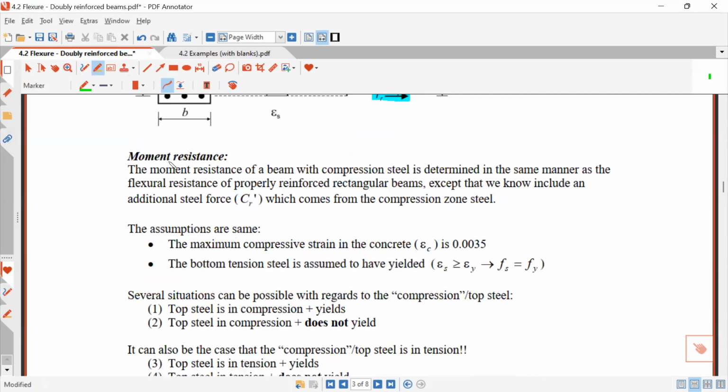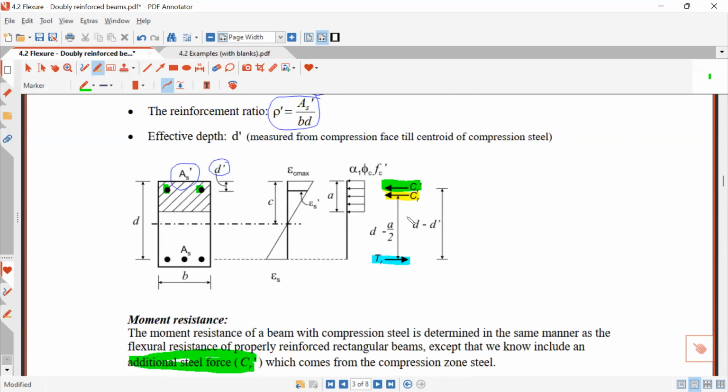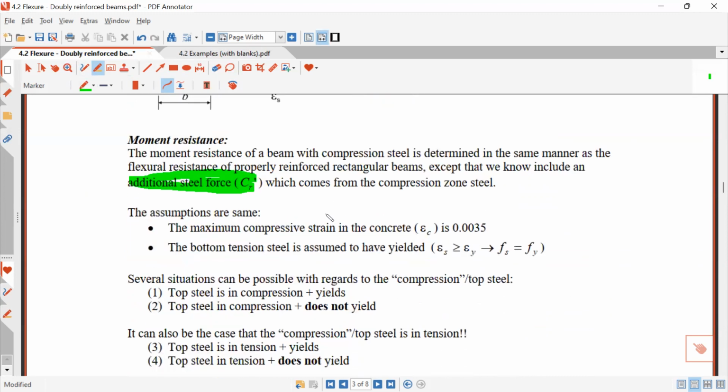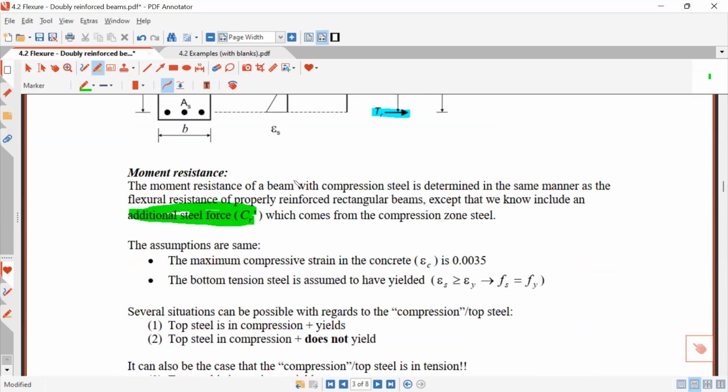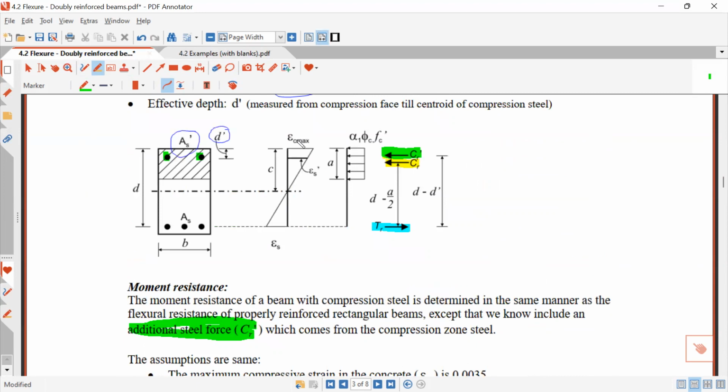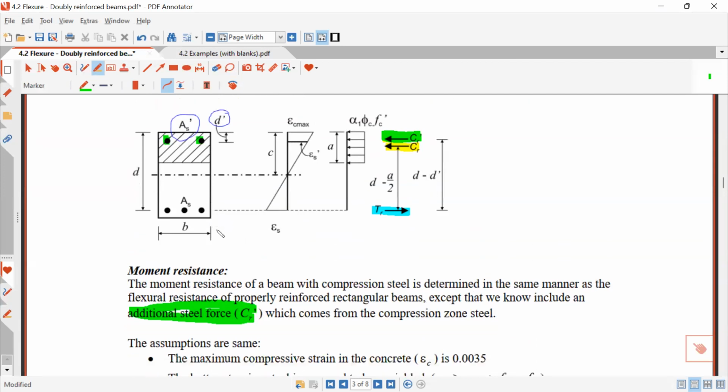Okay, so the moment resistance of a beam with compression steel is determined in the same manner as the flexural resistance of a properly reinforced rectangular beam, except that now we include an additional steel force, which we call CR prime. So it's the same thing here, except we add this CR prime in our analysis. Okay, and we make the same assumptions. This beam is going to fail when this epsilon C max reaches 0.0035. We're also going to assume that the steel here at the bottom, on the tension side, yields.